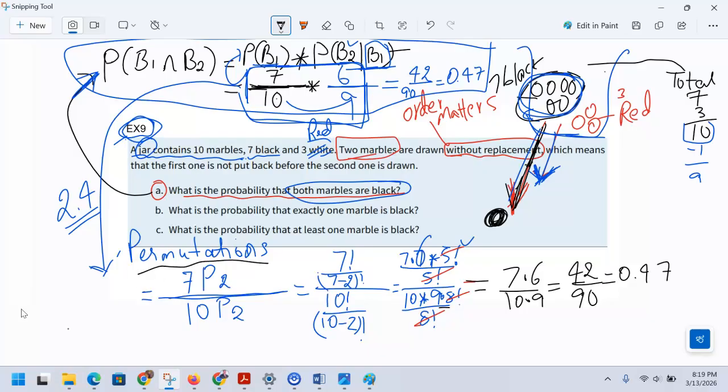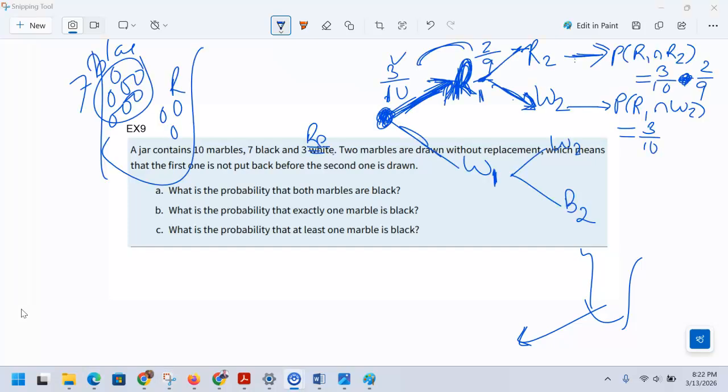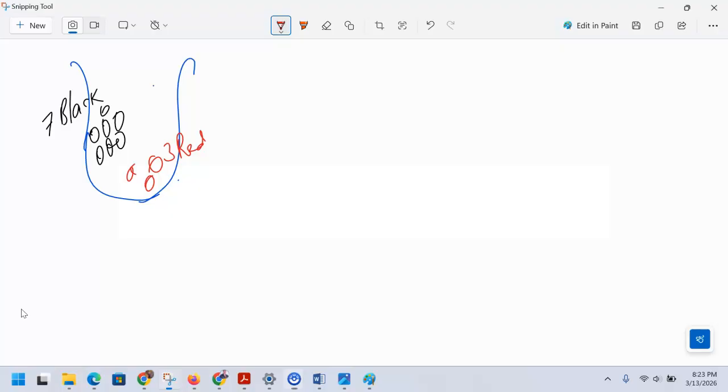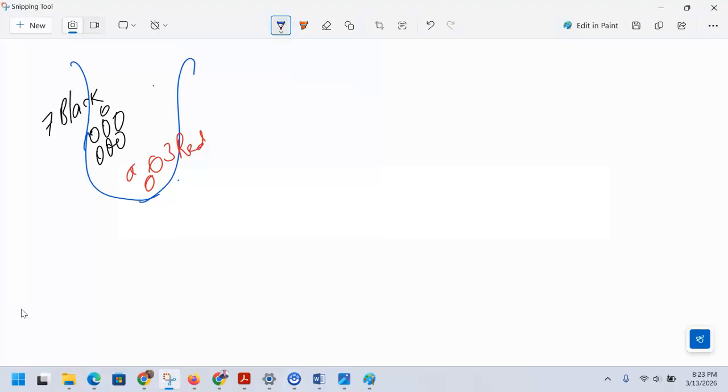Now I'd like to show one more way to do it. Let me clean this up. You could also use the jar, when you pull out a marble. So here I'm going to show another, third strategy to solve the same problem.